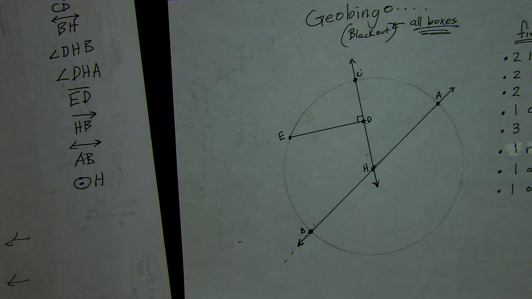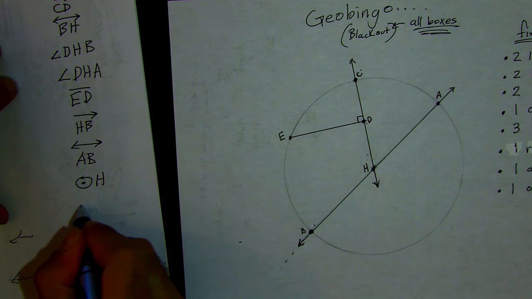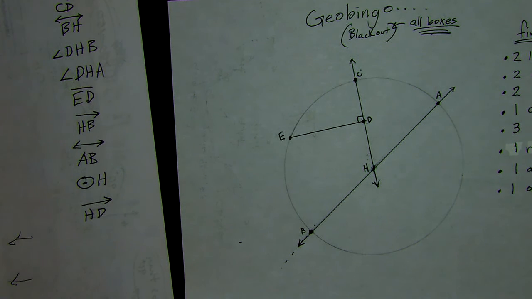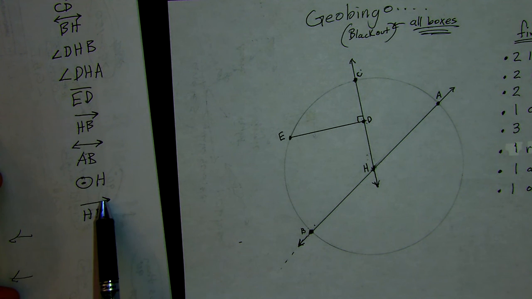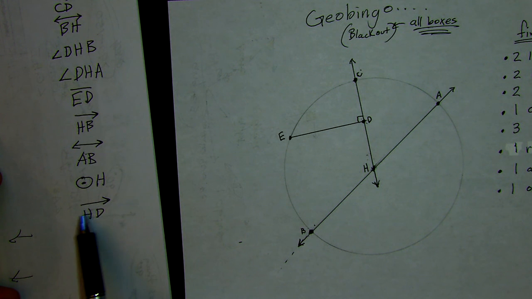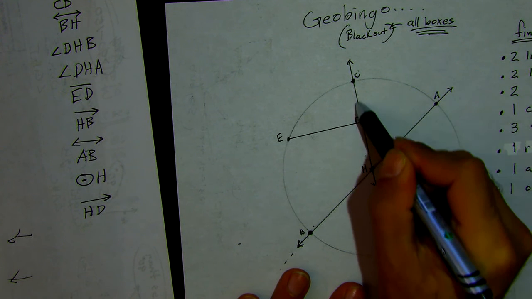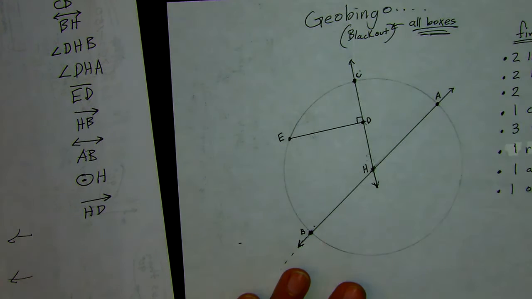Okay. How about let's go with Ray HD. It's very close to another one, but it's not. So what does this mean again? Remember that the arrow points from the endpoint to where it goes. So this is saying the endpoint is H. It goes towards D. So here's H. Which way is it going? Towards D, and it's a ray, so it keeps going all the way.